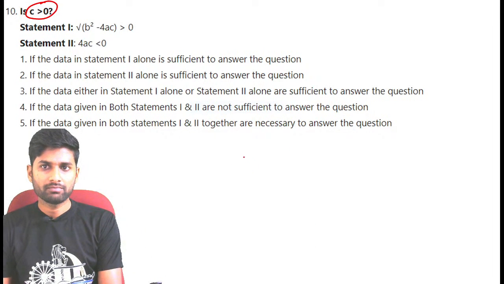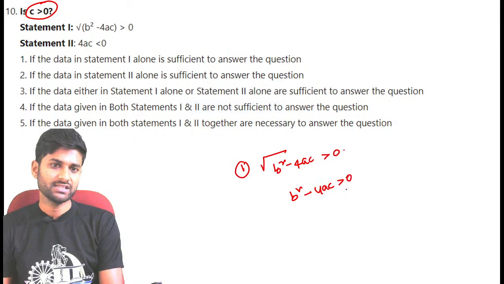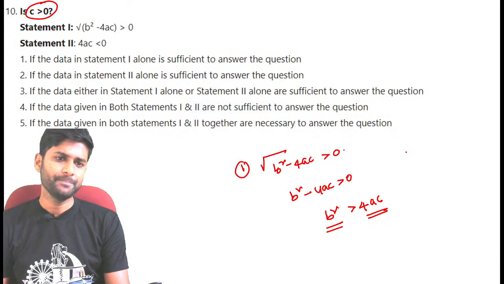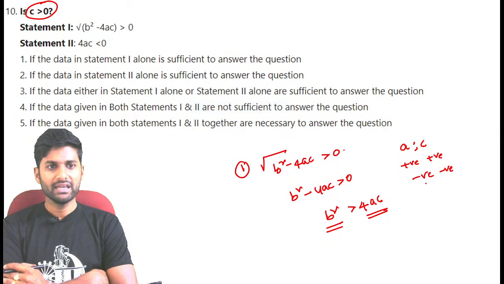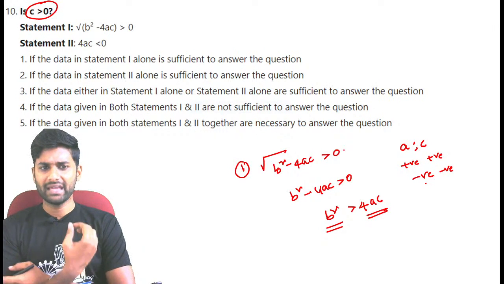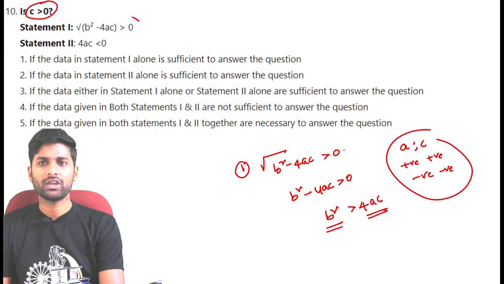Now, see the first one. Under the root of b square minus 4ac is greater than 0. Definitely, b square minus 4ac is greater than 0 if b square is greater than 4ac. Now, b square is positive, and ac is positive. Now, what are the chances for a and c? Maybe both are positive or both are negative, because we want the product. Positive into positive is positive, negative into negative is positive. But still we don't know whether a is positive or negative. Whatever a's sign is, c's sign is exactly the same, guys. So we have two chances. It means statement 1 alone is not enough to get that answer.